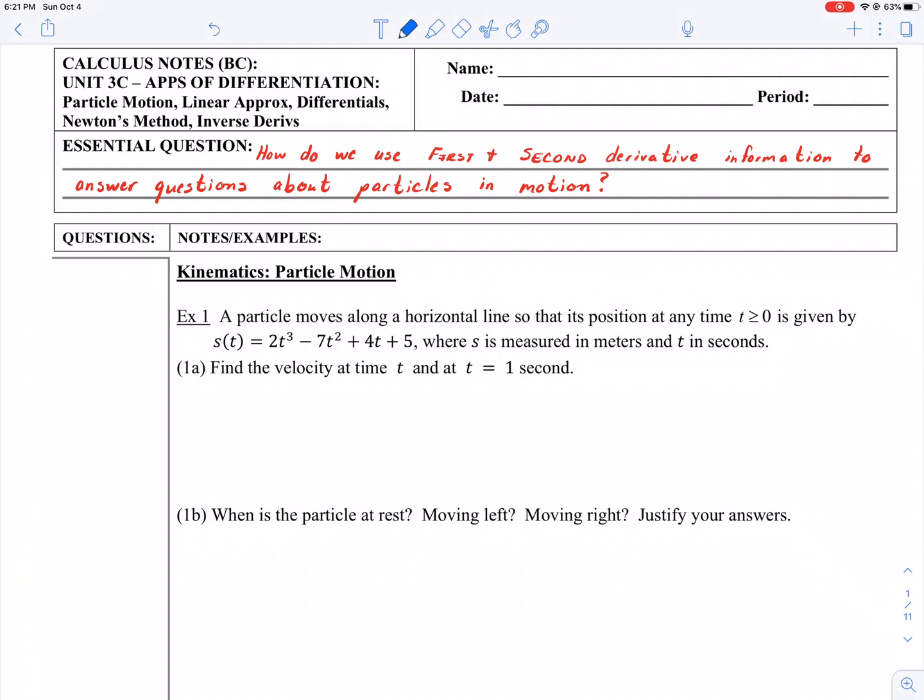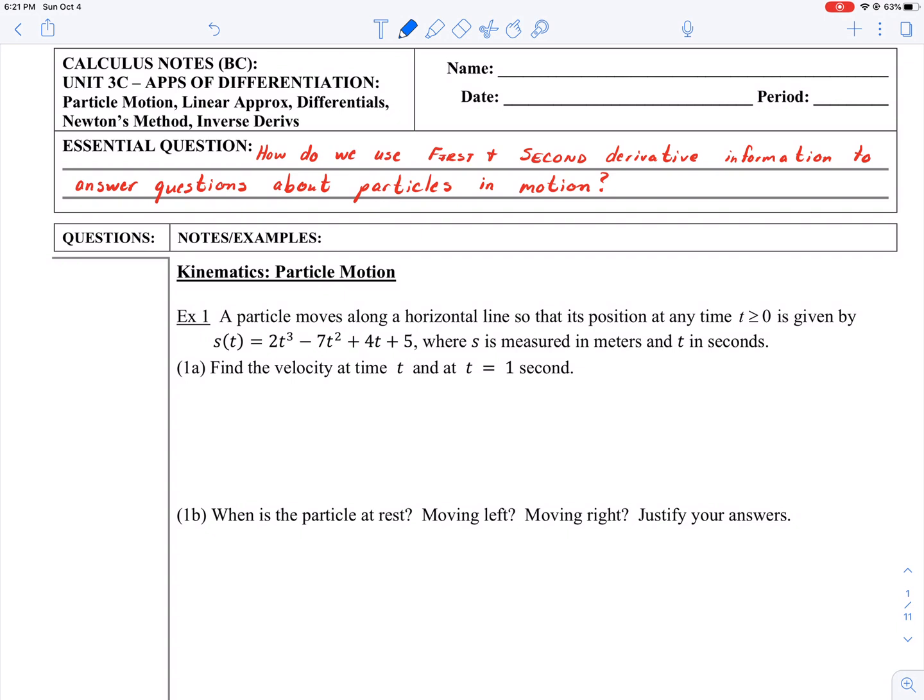Understanding of first and second derivatives has a direct application to particle motion. So today we're going to look at what we call rectilinear motion, or kinematics. That's the idea of a particle moving only vertically or only horizontally. So today let's look at this first one.